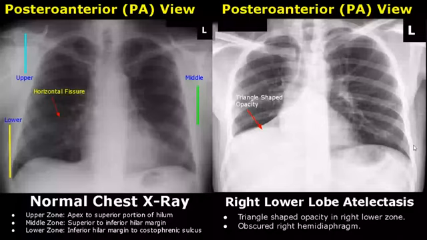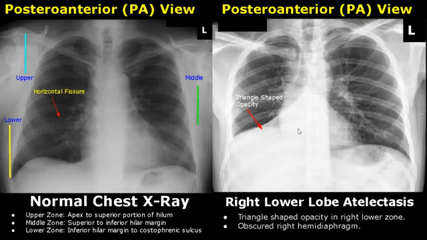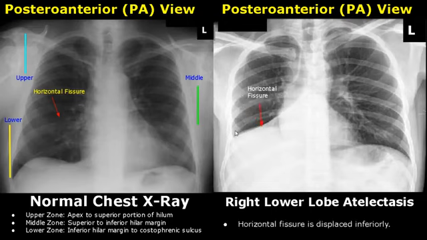Here we have right lower lobe atelectasis. A triangle-shaped opacity is seen in the right lower zone. The right hemidiaphragm is also obscured. The horizontal fissure is displaced inferiorly. The fissure has moved downwards due to lower lobe collapse.